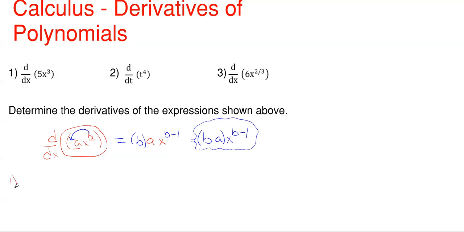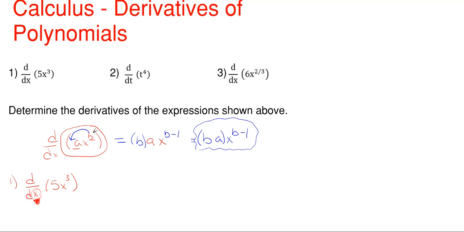So starting with number 1, we're taking the derivative with respect to x. Whatever you see here in the bottom with dx, the x is telling you that's the variable you're taking the derivative for. If it was t, like with our second one up here, we would take the derivative with respect to t. So you have to make sure that you are taking the derivative of the variable indicated here. We're not doing any mixed derivatives just yet. So we're taking the derivative of 5x to the power of 3.